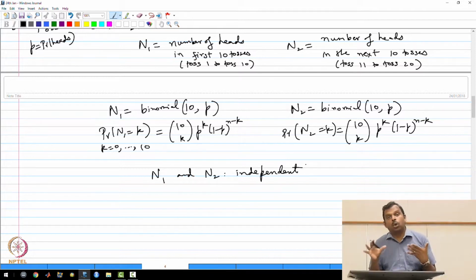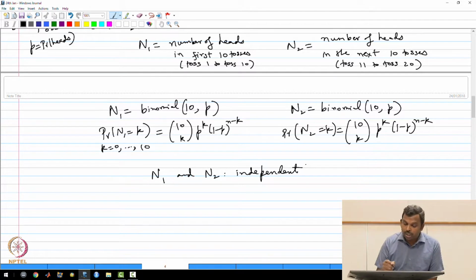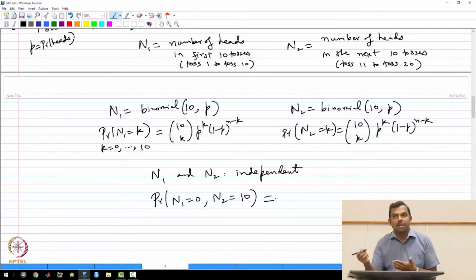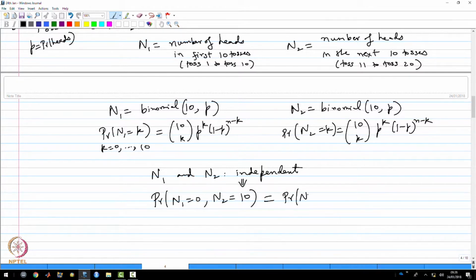Okay, because they did not overlap in any way, right? So n1 is a function of what happened in the first 10 tosses, n2 is a function of what happened in the next 10 tosses. So these two also will be independent. Okay, so when you have derived some functions with independent random events, you will also have random variables being independent. Okay, so n1 and n2 are independent. So if somebody were to ask you a question, what is the probability that n1 is 0 and n2 is 10? Okay, one can multiply. Because they are independent, this implies one can multiply these things. So you can do probability of n1 equals 0 times probability of n2 equals 10.